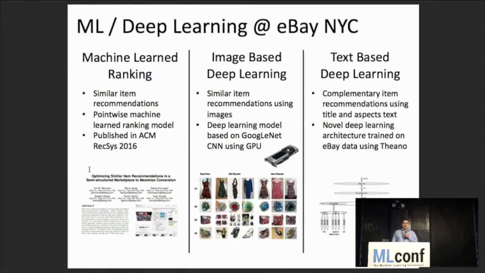Here are a few of the recent algorithms that we've developed to address some of these issues and provide meaningful recommendations at scale. The first one is a machine learning ranking approach that we used for the similar items algorithm, where we want to recommend the most similar items to the user when he's browsing eBay. Here we used a point-wise machine learning ranking model. This work was published last year in ACM RecSys, and that's what I'm going to focus on for the majority of the talk. This was kind of a fun work. It was fun to publish an academic paper with a Star Wars Millennium Falcon on the front page.